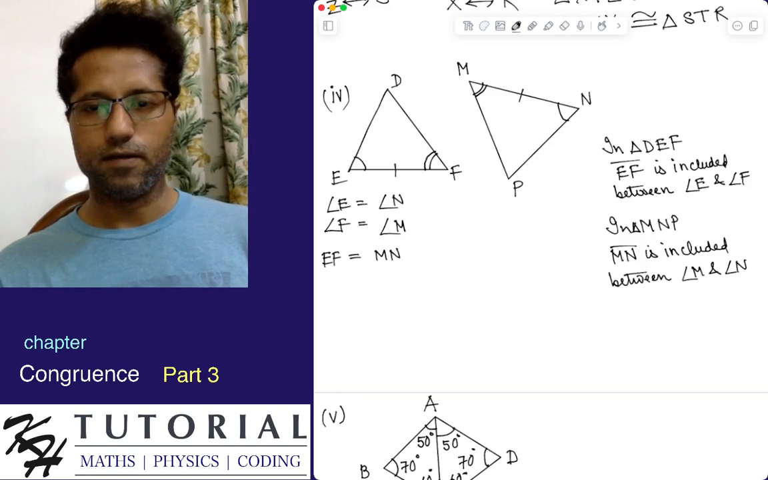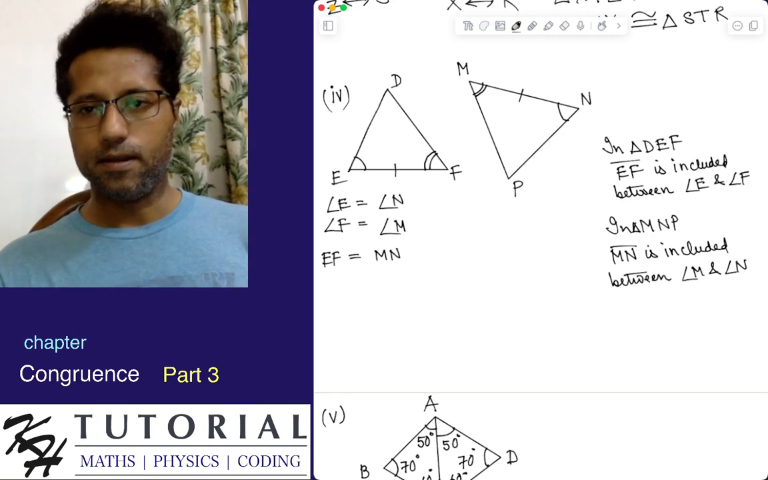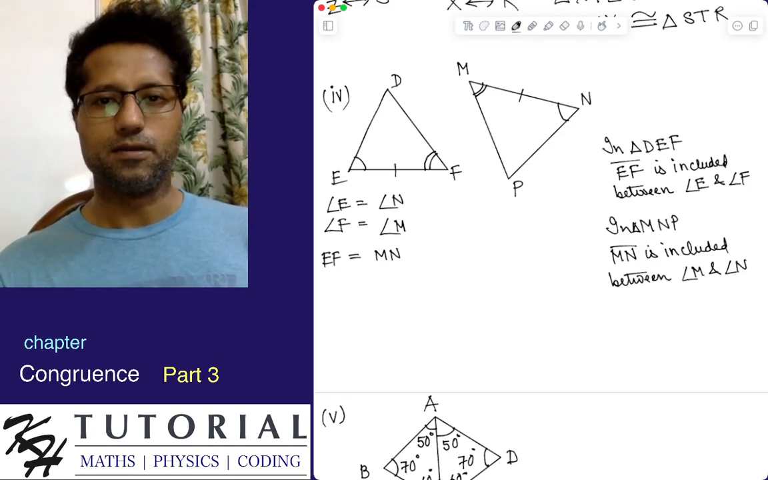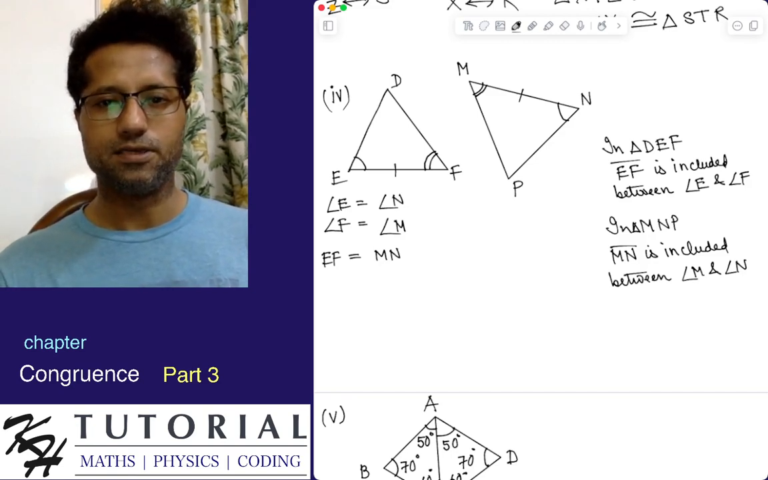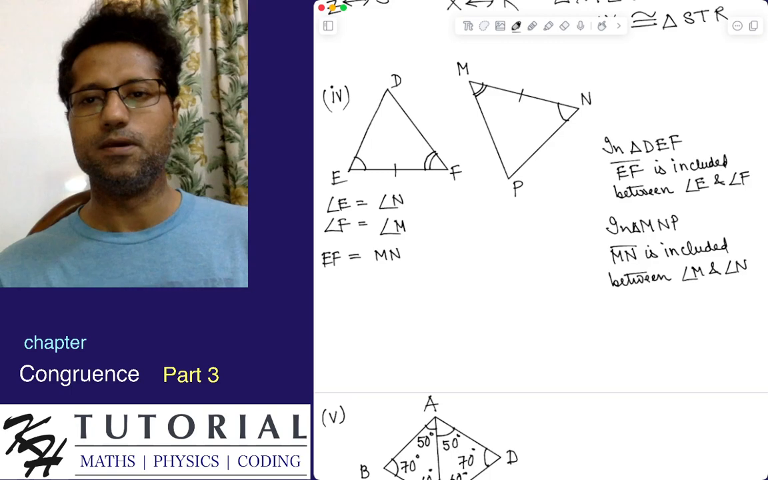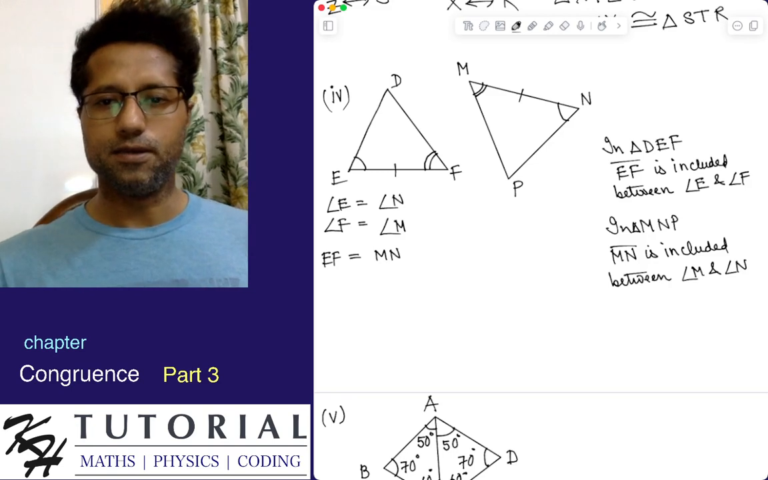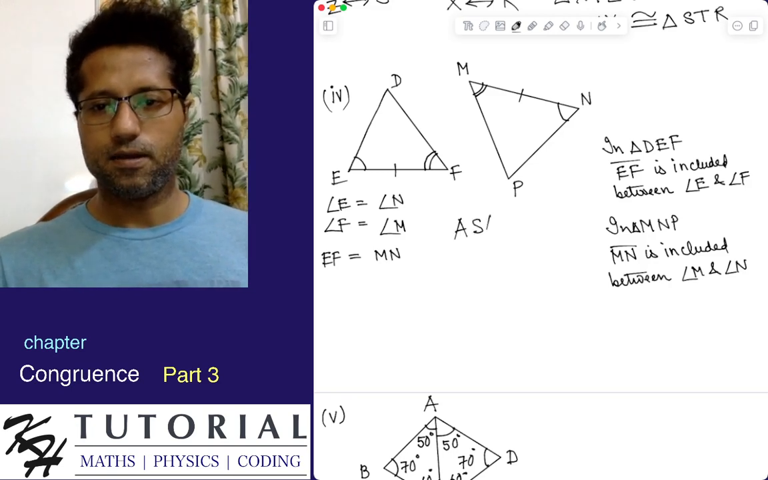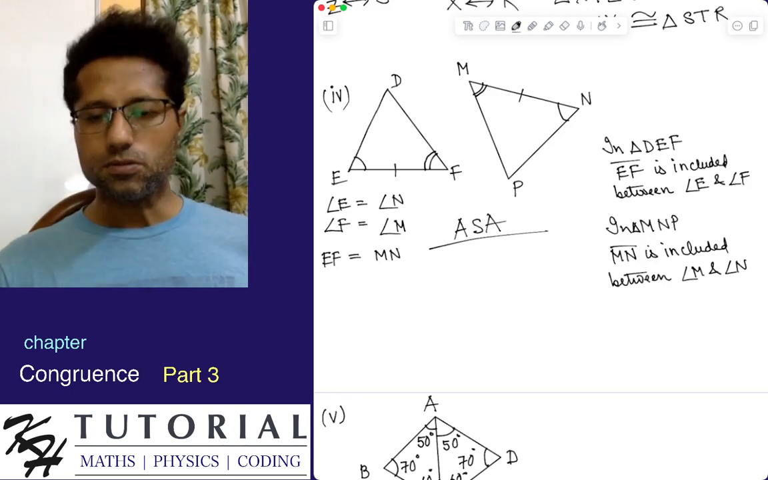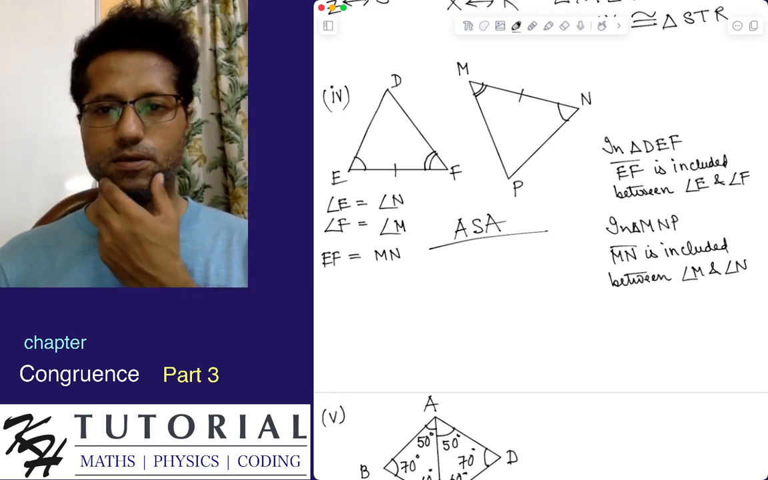So we see that these two triangles are congruent, and angle E is equal to angle N, angle F is equal to angle M, and the side included between the angles E and F is equal to the side included between the angles M and N in triangle MNP. Hence the congruence property being applied is angle side angle, ASA, meaning the side included between two angles. This is the property being used.